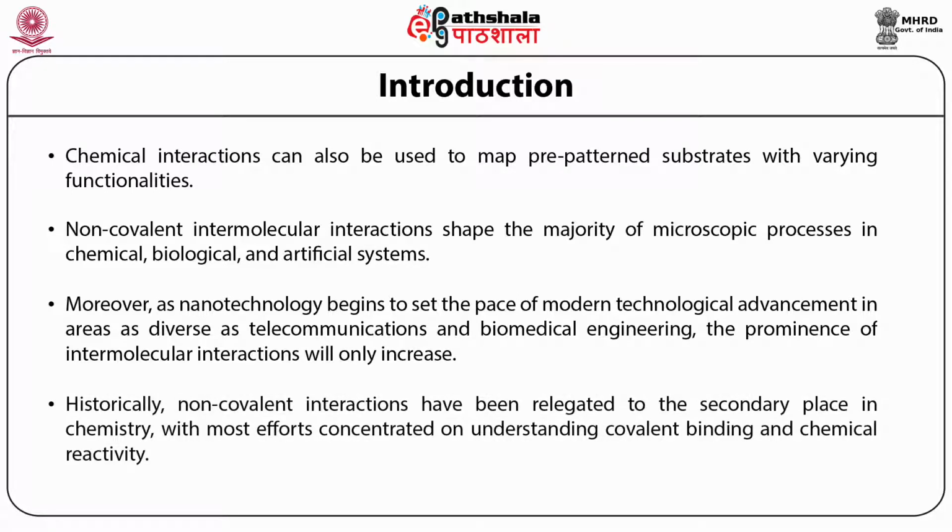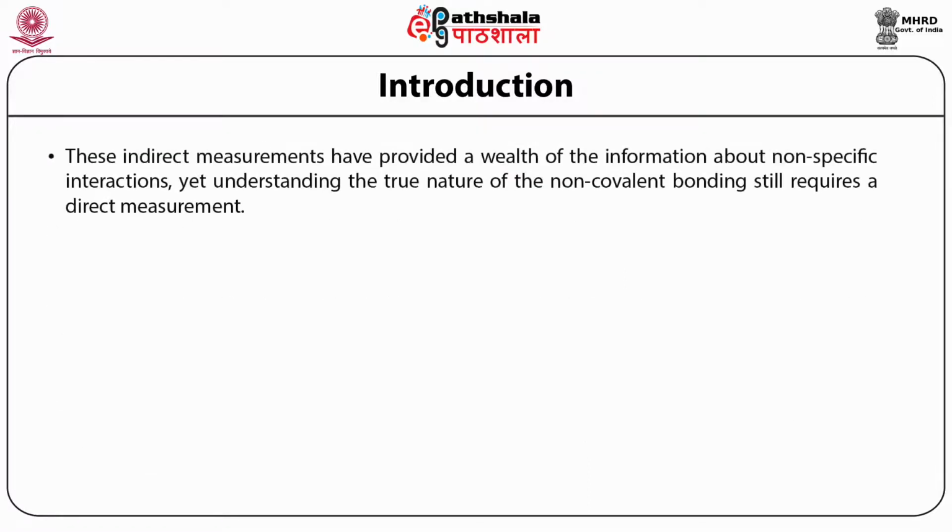Historically, non-covalent interactions have been relegated to second place in chemistry, and most efforts concentrated on understanding covalent binding and chemical reactivity. Researchers studied non-covalent interactions mostly using macroscopic techniques such as calorimetry, surface tension studies, IR spectroscopy, chemical equilibrium, virial coefficient studies, and elastic modulus. These indirect measurements have provided a wealth of information about non-specific interactions, yet understanding the true nature of non-covalent bonding still requires direct measurement.